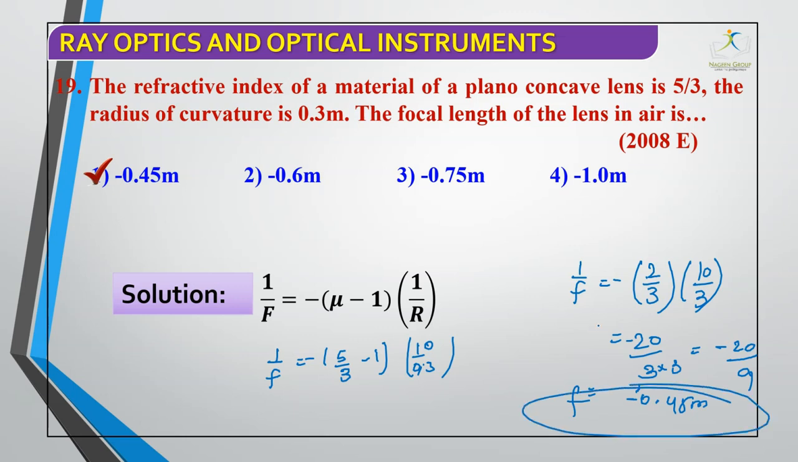So I hope there is no confusion for that, students. This is actually the value of 1 by f. So for finding the value of f, you have to do 9 by 20 in the negative, and then you will get 0.45 meter.